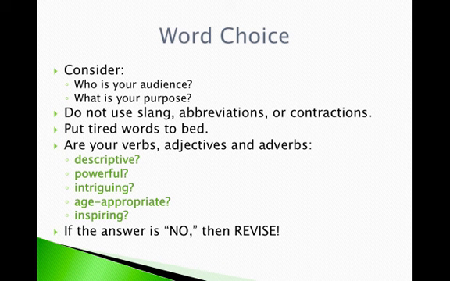Do not use slang. Do not use abbreviations, and do not use contractions because those are all too informal. For research writing, make sure that you put tired words to bed, like said and get and very. They're overused, they're tired, they're exhausted from being overused, so we need to avoid them. Think about whether or not your verbs, adjectives, and adverbs are descriptive, powerful, intriguing, age-appropriate, and inspiring. If the answer to any of those questions is no, then you need to make sure that you revise your word choice before submitting your essay.